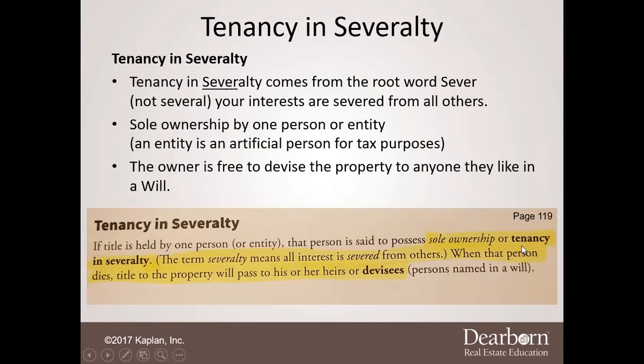So you have this highlighted on the first page, 119. Sole ownership or tenancy in severalty. The term severalty means your interests are severed from all others. When that person dies, title to the property passes to their heirs or devisees.